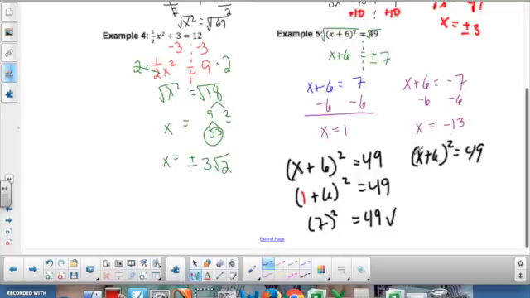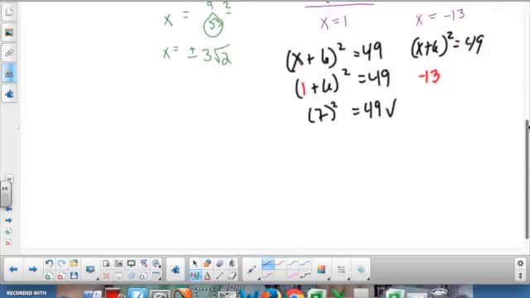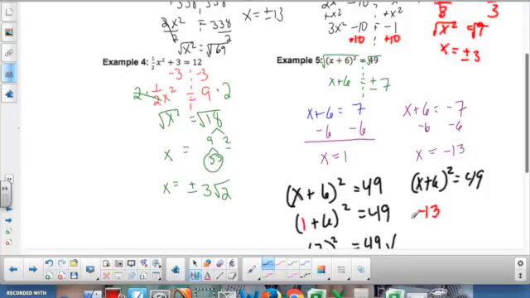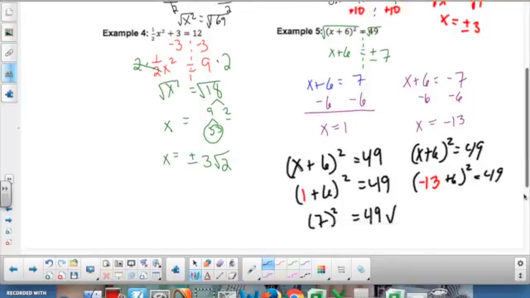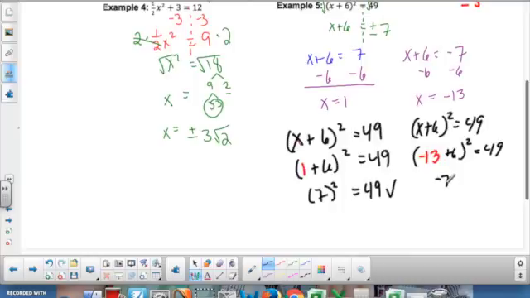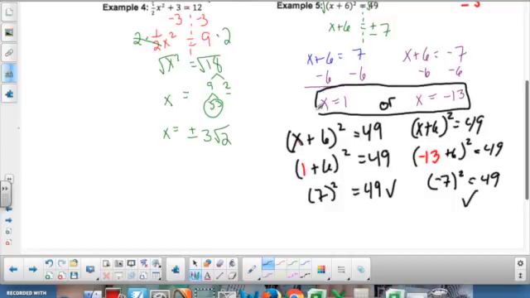On the other side, if I plug that negative 13 in, then I'm going to get negative 13 plus 6 squared equals 49. Well, negative 13 plus 6 is negative 7. And negative 7 squared, that would be negative 7 times negative 7, that equals 49 as well. So that one also works. So that's why we have two solutions to this problem. We have x equals 1 or x equals negative 13.